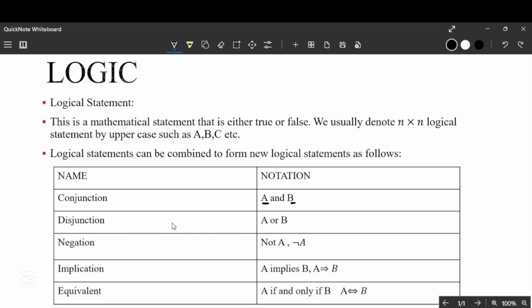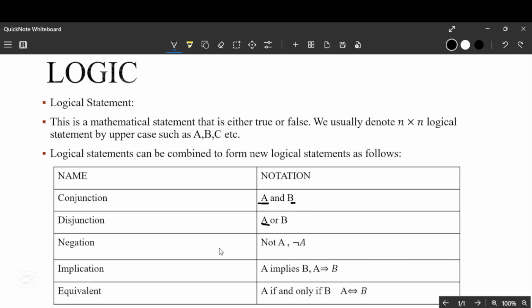For two statements to form a conjunction, what we mean is that if one statement is false and the other one is true, then the result is false. And if the other one is false and the second one is true, then the statement is also false. And so for conjunction, both statements must be true for the result to be true.